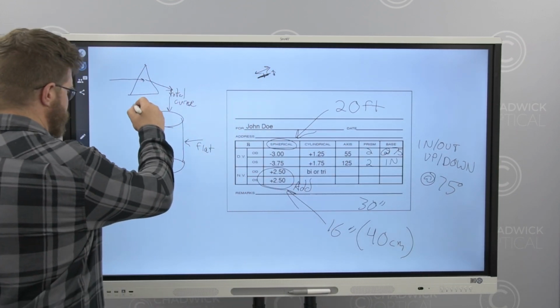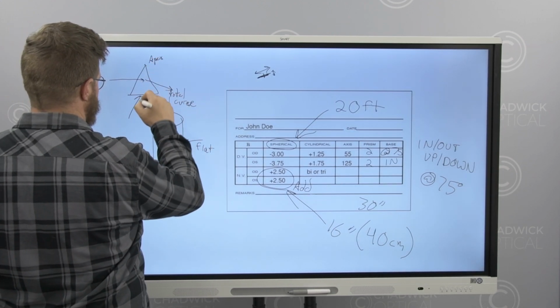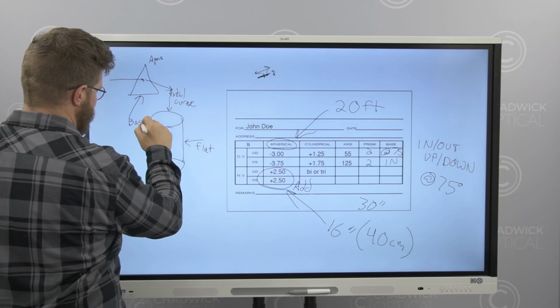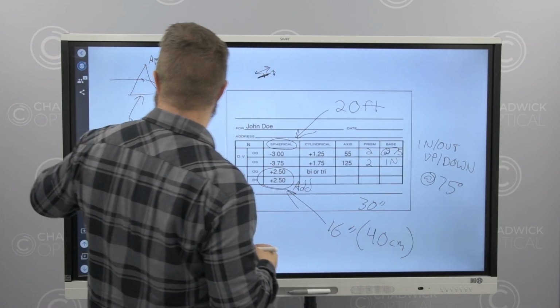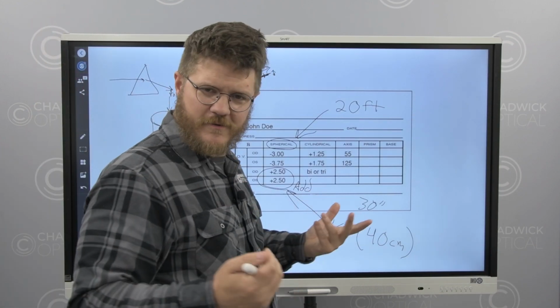And as we saw in this image earlier, with the prism, the top point is called the apex. This is the base. So that's really all they're talking about when they're talking about base: the direction of the base of the prism. That's about all there is to it.